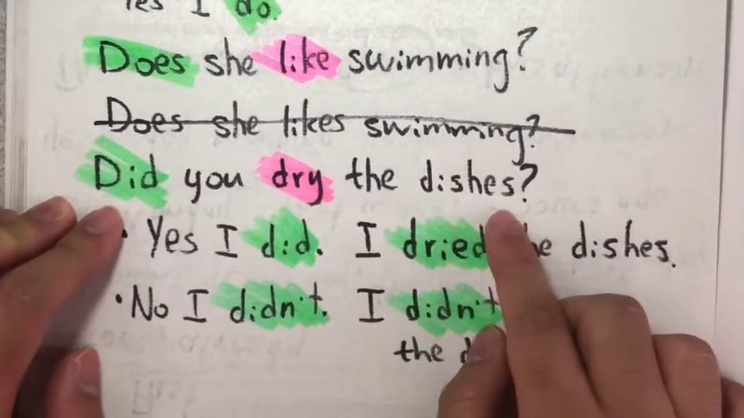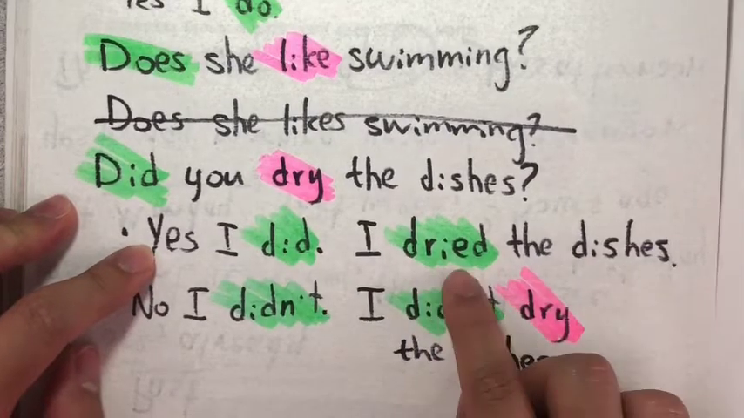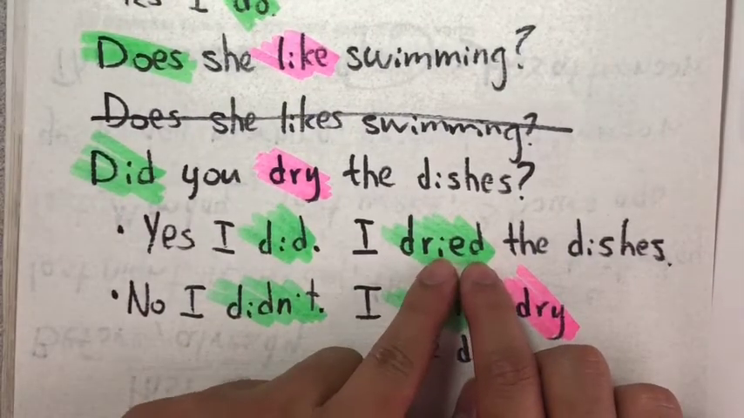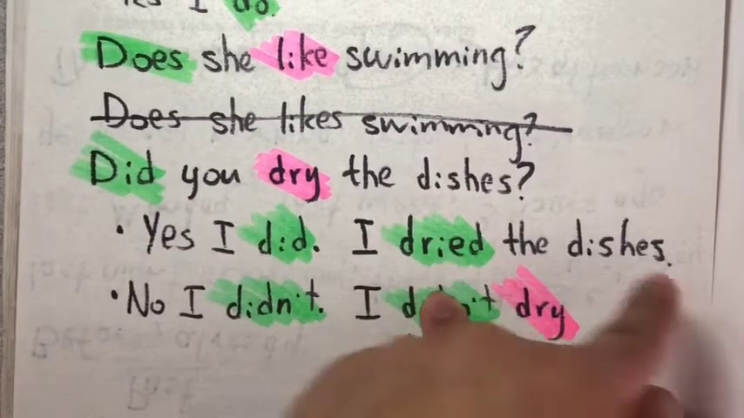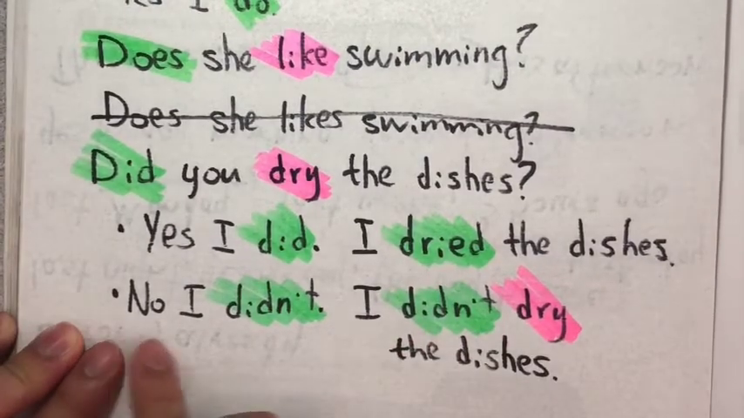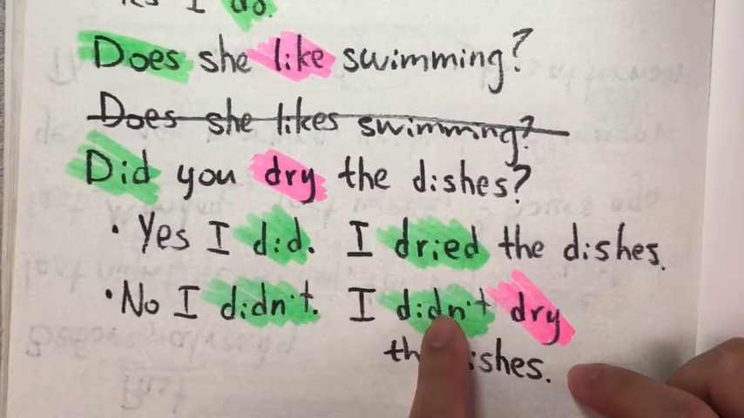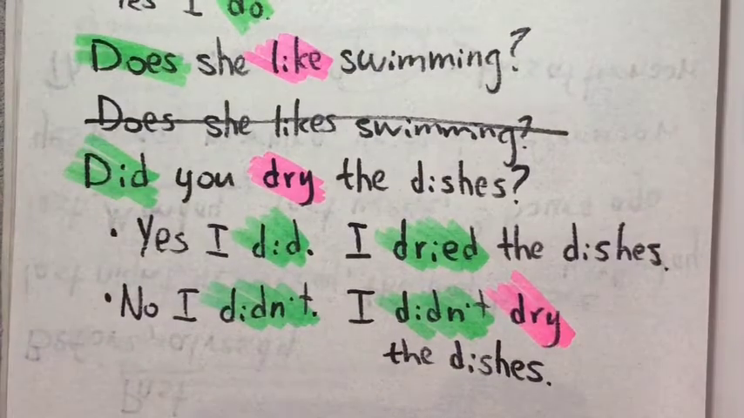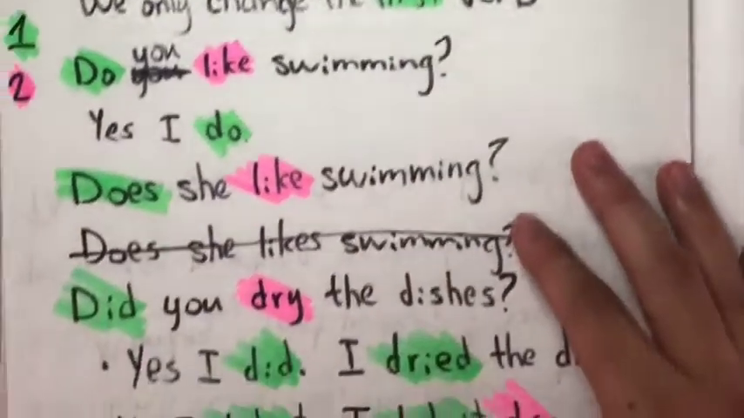Did you dry the dishes? Yes, I did. I dried the dishes. Because dried here is the first verb, we change it to past tense. No, I didn't. I didn't dry the dishes. First verb, second verb. We only change the first verb to past tense.